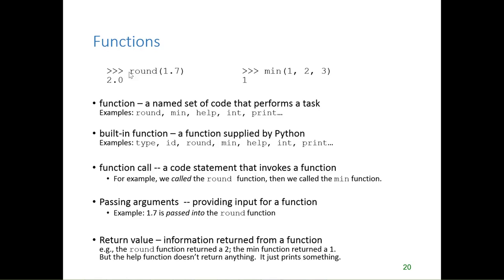Then we have the return value. Some functions have an informative return value. Other functions return None, which means they're returning nothing. The round function on the top of the slide returned a 2, and the min function returned a 1. The help function doesn't return anything, it just prints something. So not all functions have to return something.